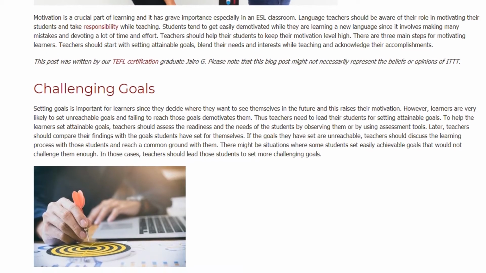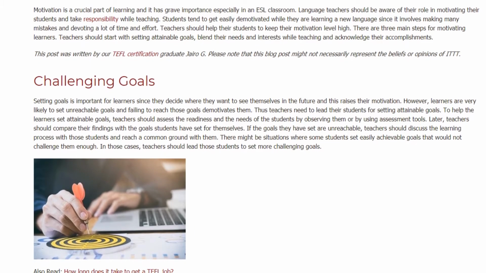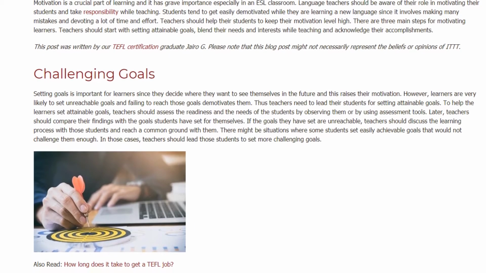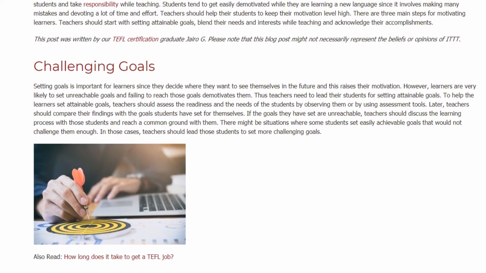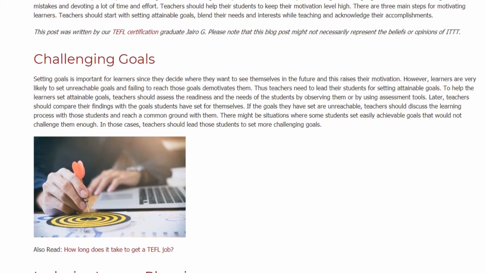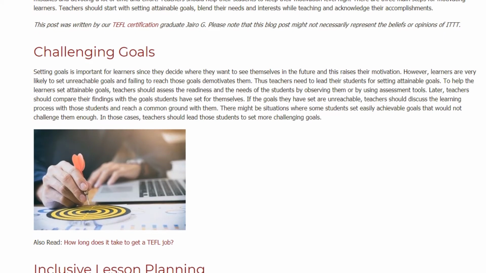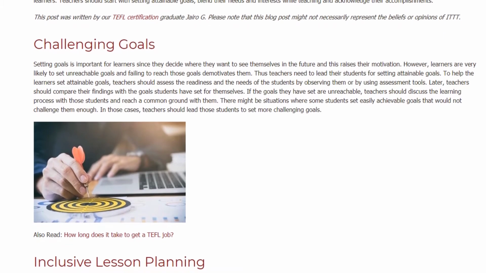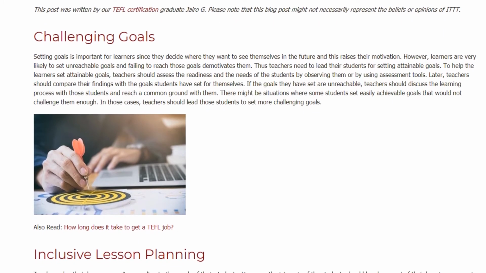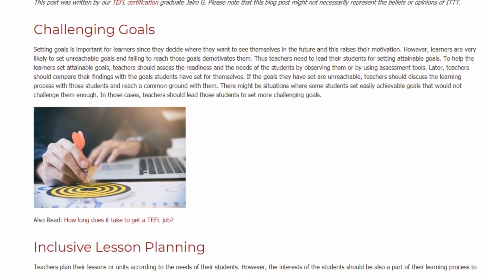If the goals they have set are unreachable, teachers should discuss the learning process with those students and reach a common ground with them. There might be situations where some students set easily achievable goals that would not challenge them enough. In those cases, teachers should lead those students to set more challenging goals.